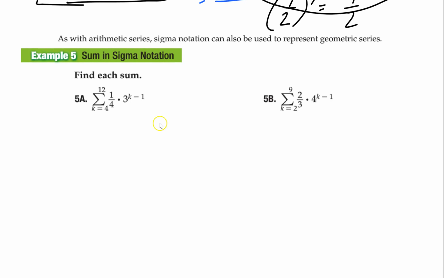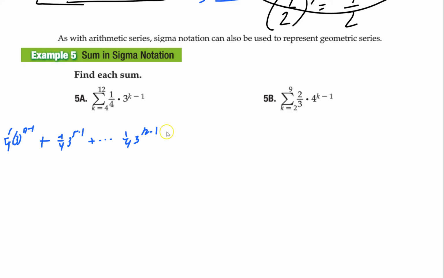Now, just like I talked about before, if you want to find the sum this way, it's the same notation as before, which just means if I was doing this by hand, I'd plug in 4. So it'd be 1/4 times 3 to the 4 minus 1, plus, that's what the sigma means, plug in 5. So 1/4 times 3 to the 5 minus 1, plus until you get to 12. Right, which will take forever.